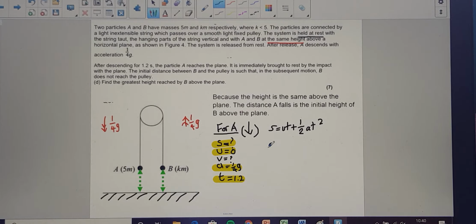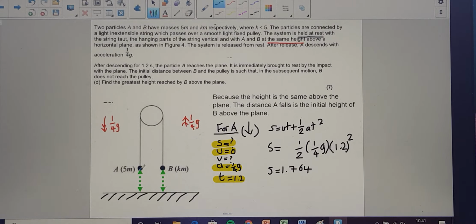Then I've got S equals, well, my initial velocity was 0. That makes it a bit easier. So I've just got 1/2. I know it's accelerating downwards at 1/4 g times T, which I'm told in the question is 1.2 squared. Right, so if I plug that all in, I get S equals 1.764.